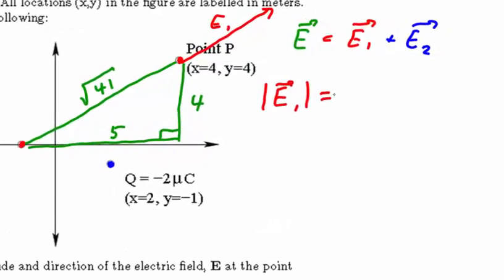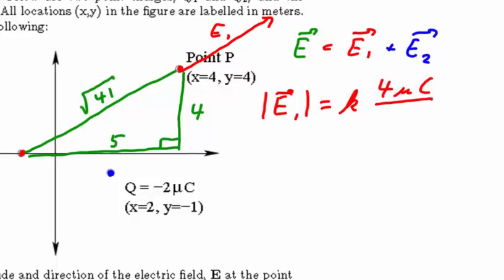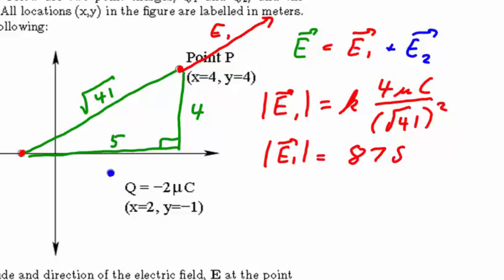The magnitude of the electric field due to any point charge is the constant k, which takes the value 9 times 10 to the 9, times the amount of the charge. Since it's a magnitude, we will make the charge positive, 4 microcoulombs, divided by r squared, where r represents the distance from the point charge to the place where you're doing the location. That distance is square root of 41, and we need to remember to square that distance. Plugging in the numbers, we're going to find that the magnitude of this electric field is 878.